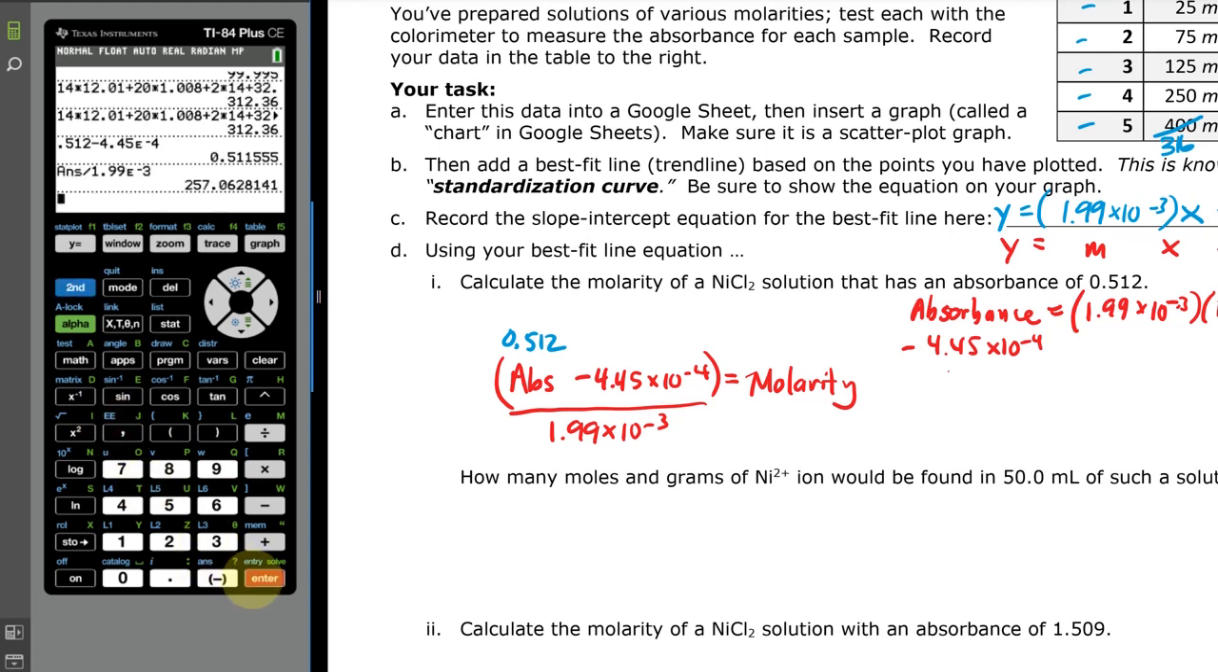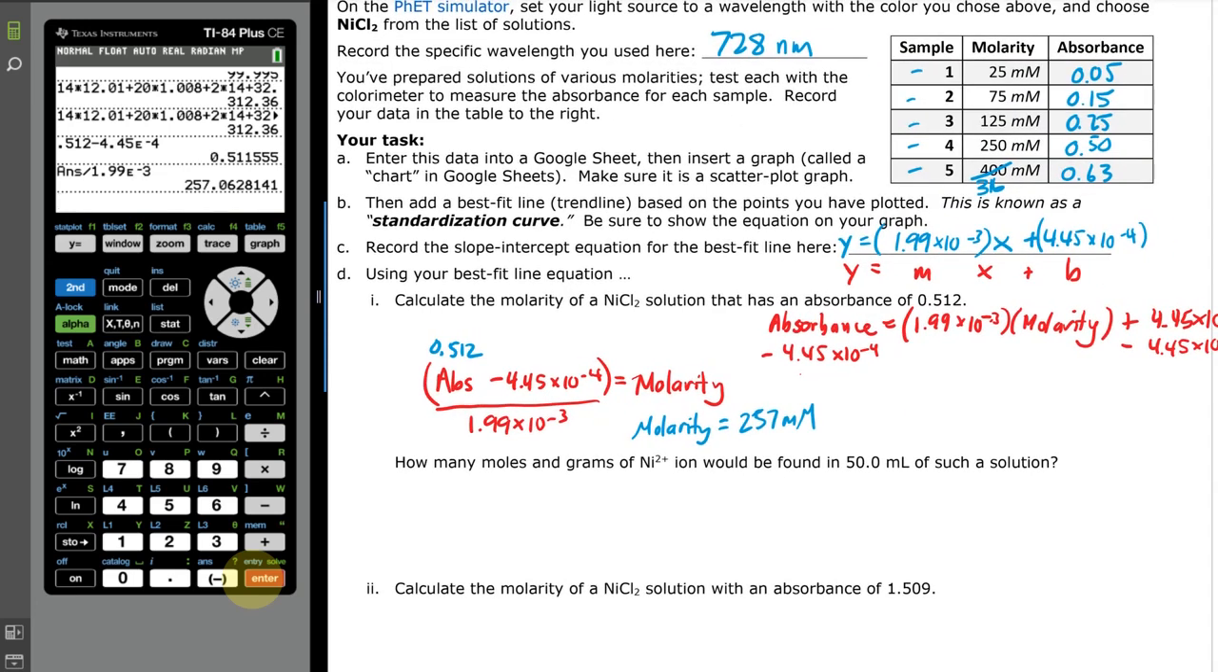And that gives me a molarity of 257. Now remember, that's millimolarity, little m, big M. The concentration it's telling me is 257. If I go over to my graph or my data table, my absorbance was about 0.512, which is very close to 0.5, one of the numbers we had. So the molarity should be really close to the corresponding 250. And it is, it's 257. The absorbance was just a little more than 0.5, and the molarity was just a little more than 250. Makes sense. All I have to do is plug in the absorbance, solve for molarity, and off we go.